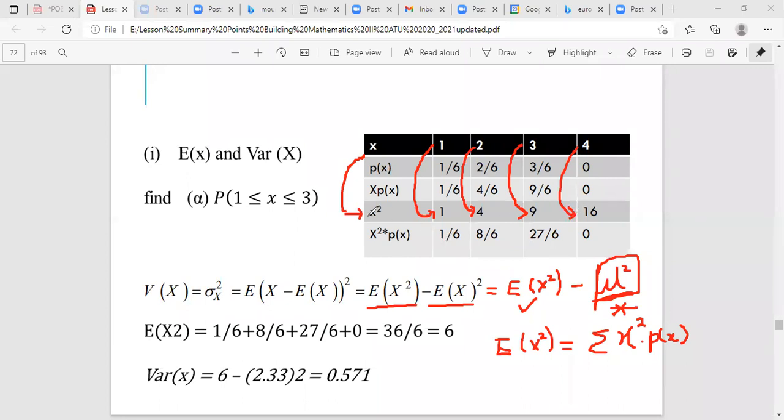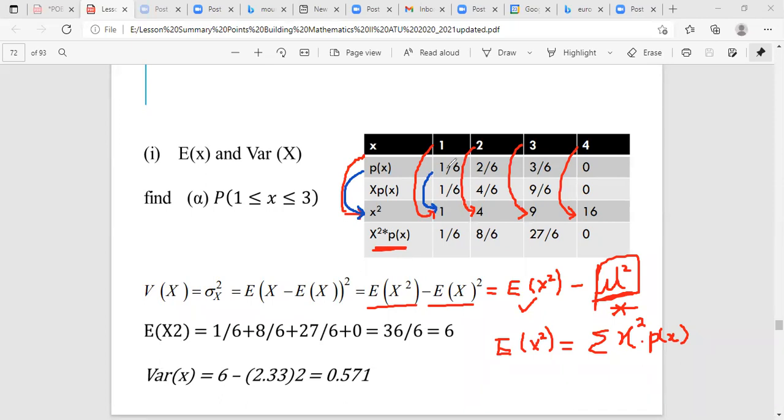Then the next step is to multiply the x squared with P of x. Let me change my marker to blue. So it's going to be x squared times P of x, which will be this times this. So P of x is 1/6 times x squared.